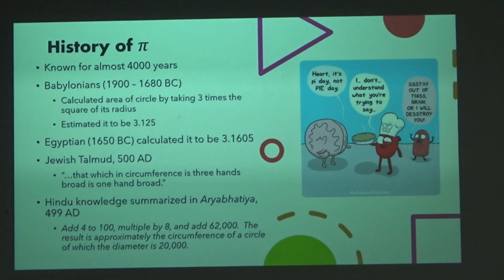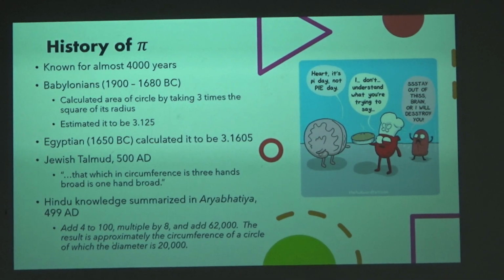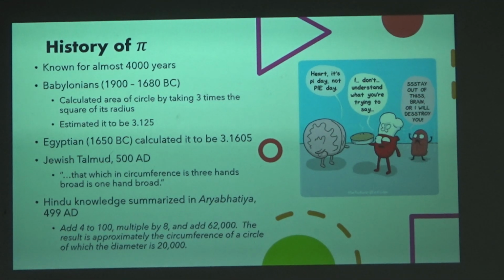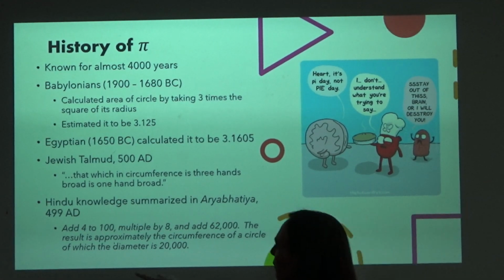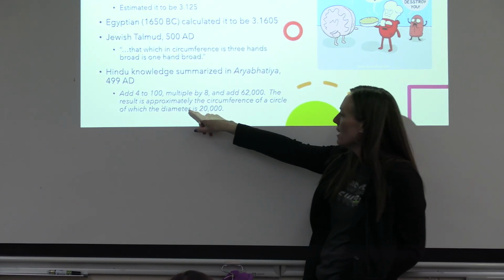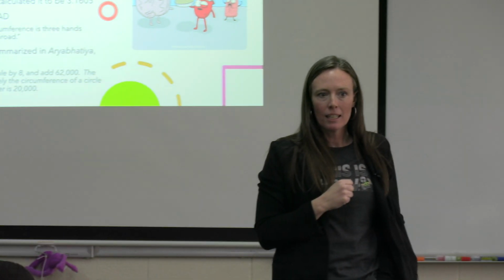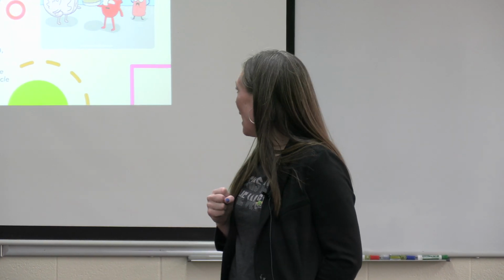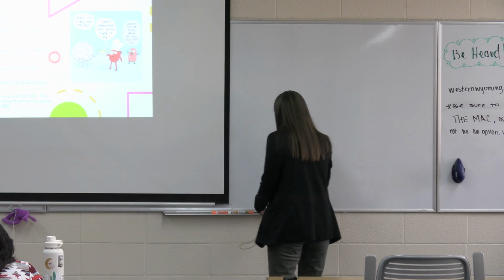I'm going to say this wrong. There is Hindu knowledge summarized in a text of theirs. I'm not going to say it. So if you have your calculator and some scratch paper, let's do what this text said. This was in 499 AD, okay? Add 4 to 100, okay? Then multiply that by 8.